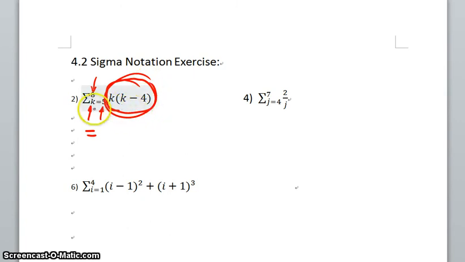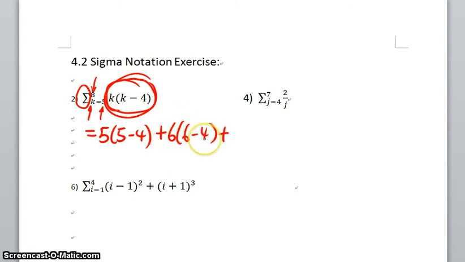The first term, k has a value of 5. So the first term is 5 times (5 minus 4). And then remember, this is a summation, so you're just adding. So what's the next term? You're starting from 5, the next term is 6, and then 6 times (6 minus 4). And then you do 7, 7 times (7 minus 4). And then when do you end? You end with this number. You end with 8 times (8 minus 4).